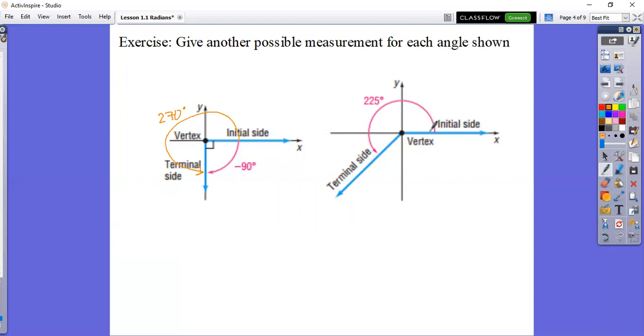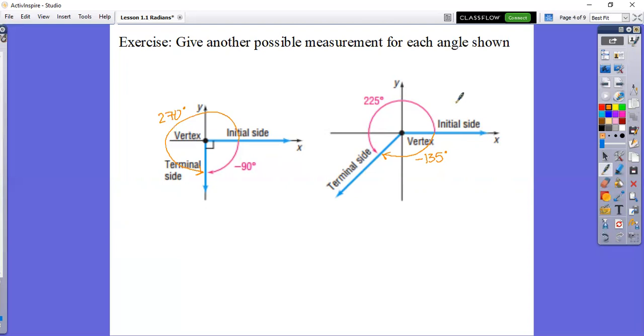So we can do the same kind of thing here. This one, I went counterclockwise 225 degrees. So this is a positive 225 degree angle, which would be equivalent to, what would go here? How many degrees would this be? Good, it is negative 135 degrees, because 360, full circle, minus 225 is 135.